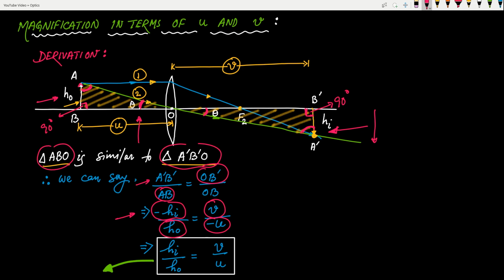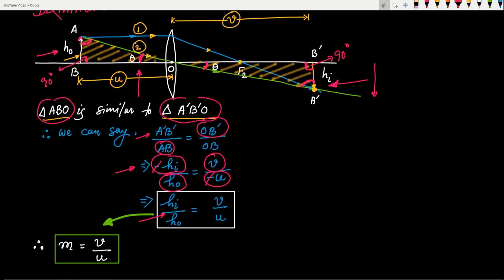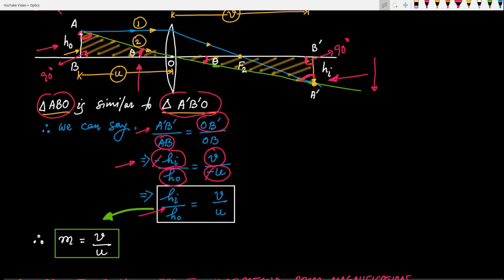Now if you just solve this, minus and minus will get cancelled out, and we get that HI by HO is equal to V by U. Now we know that magnification is basically HI by HO. Therefore we can say that magnification here is equal to V by U. From here we can say that this is the formula for magnification in terms of V and U. So this is the formula that you need to remember also. So this is all about the derivation of magnification in terms of V and U. You need to remember this. Now let's move on to our next concept.